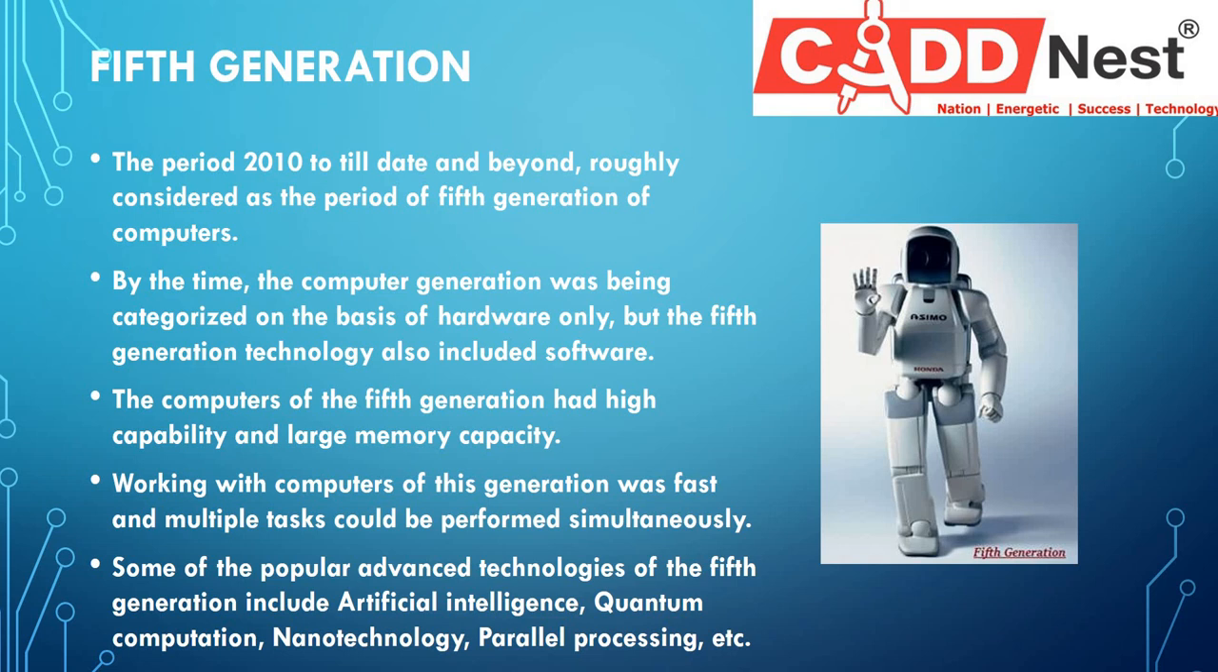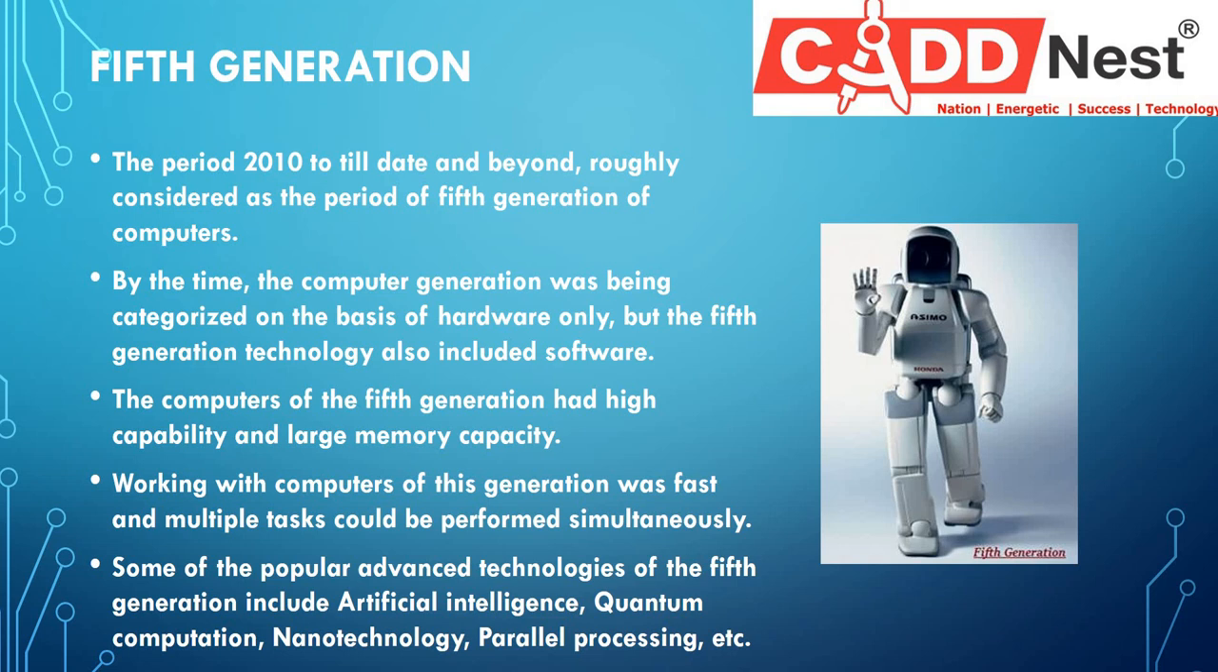And so the computers of the fifth generation had high capability and large memory capacity. As we can see, generally if a person wants to buy a laptop or a computer, they'll go for, like, if you ask me, I'll go for 1 TB. Everyone wants the space and the capacity of large memory in their computers. Likewise, in the fifth generation, they had a large memory capacity. So trillions of pieces of information can be saved at a time in one supercomputer.